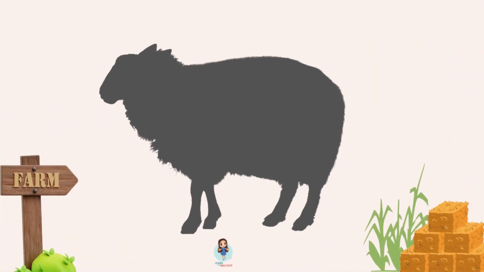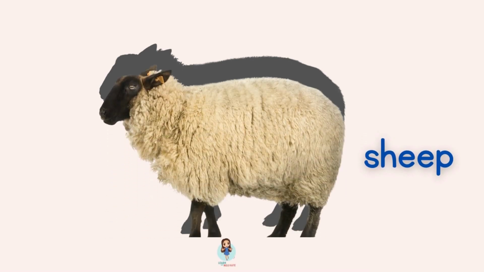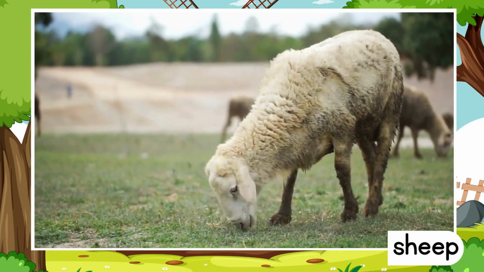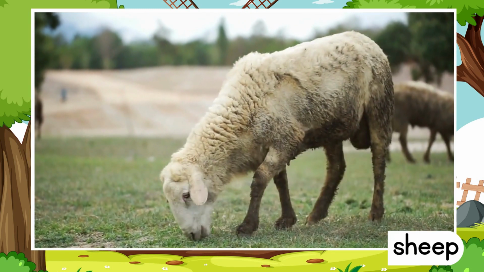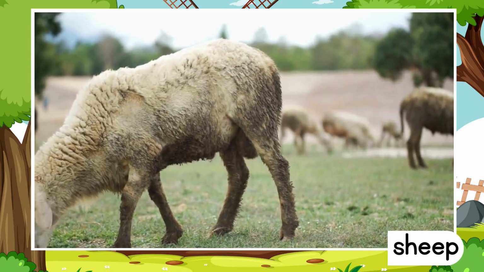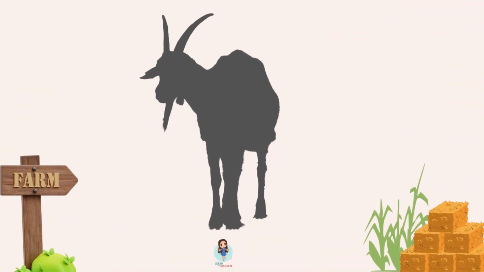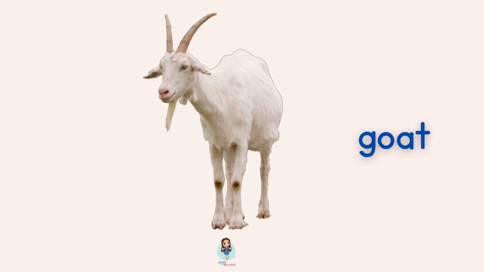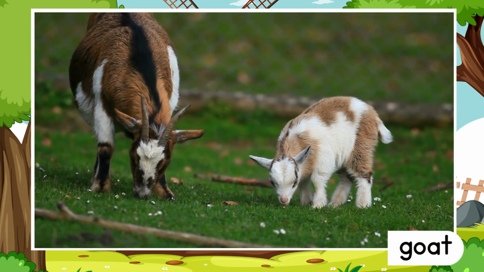What animal is this? Sheep. Sheep. Sheep. This is a sheep. Can you guess this animal? Goat. Goat. This is a goat.